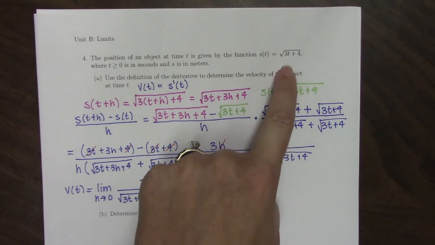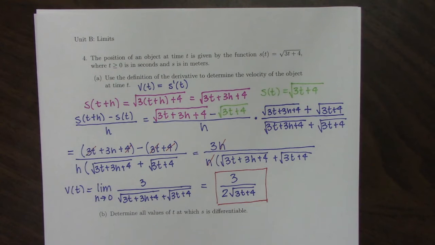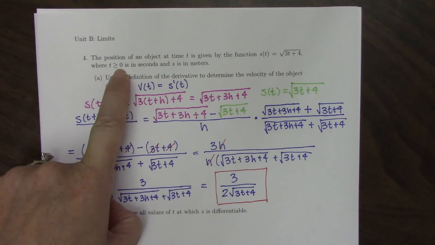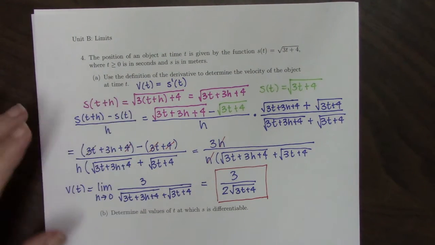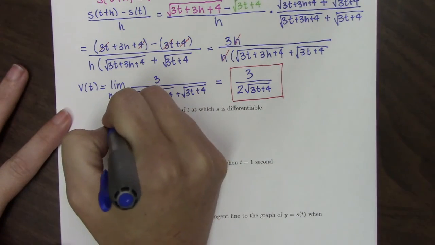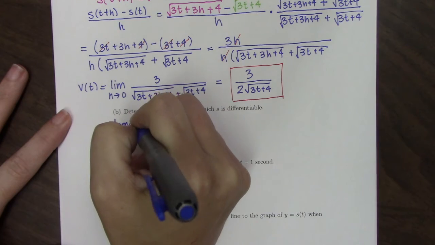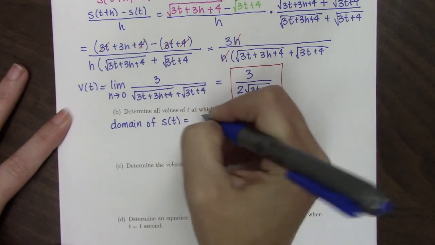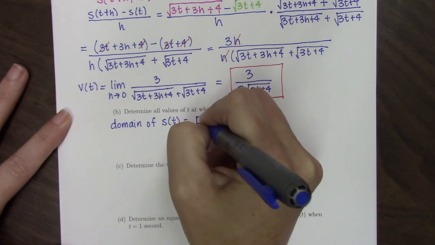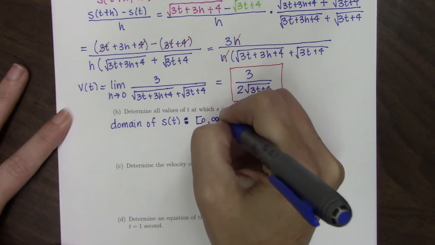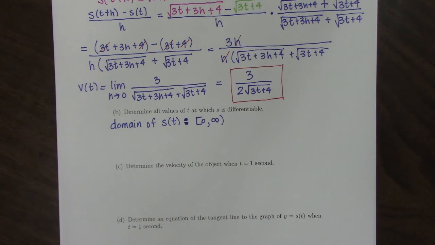So if we go back and look at this function, the domain of this function is 0 to infinity. And that's because I was told here that t cannot be less than 0. It actually says here t can equal 0. So the domain of our position function, oops, let's use a colon here, not an equal sign, is 0 included to infinity.